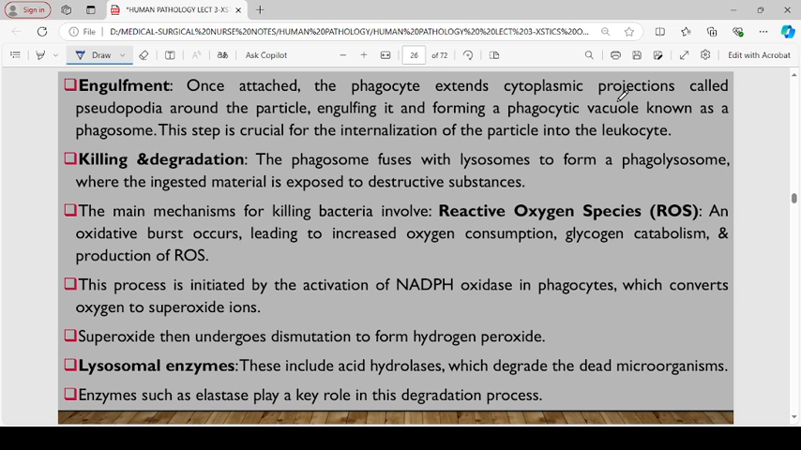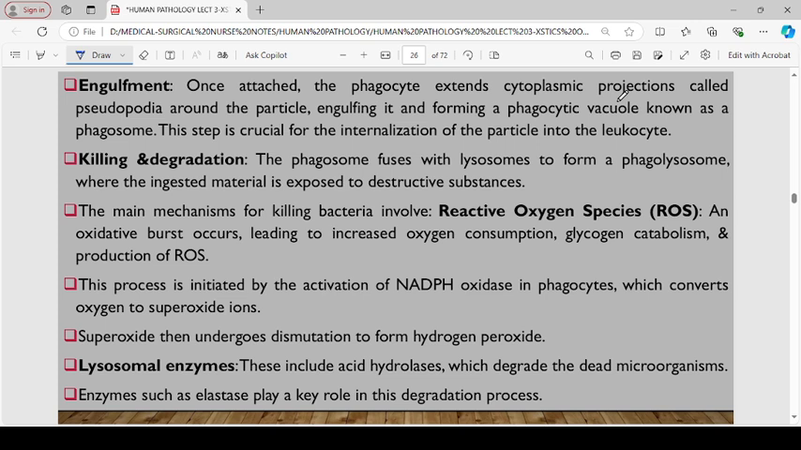substances. The main mechanism of killing bacteria involves the use of reactive oxygen species, the ROS, in which an oxidative burst occurs, leading to increased oxygen consumption, glycogen catabolism, and production of reactive oxygen species. This process is initiated by activation of NADPH oxidase in phagocytes, which converts oxygen to superoxide ions. Superoxide then undergoes dismutation to form hydrogen peroxide.